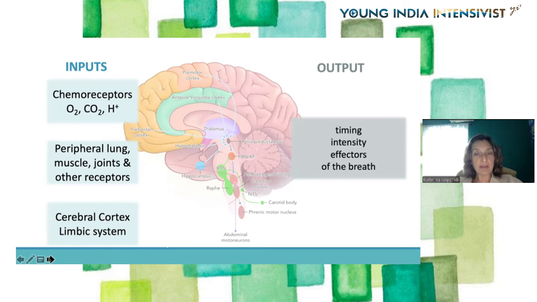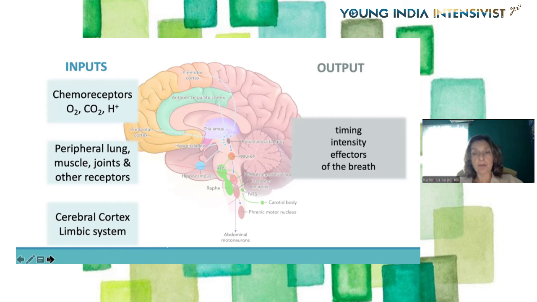The control of breathing system is located in the brainstem, and it is a network of interconnected neurons that regulate our breathing. The inputs to our respiratory center include the chemoreceptors, regulating blood gases, oxygen, CO2, and protons. Peripheral lung, muscle, and joint and other receptors, mostly activated during exercise, but also involved in volume-related reflexes. And also inputs from the cerebral cortex and the limbic system, involved mostly in the voluntary control of respiration.